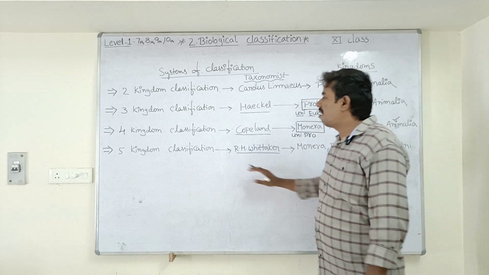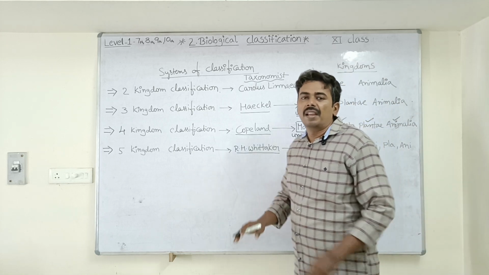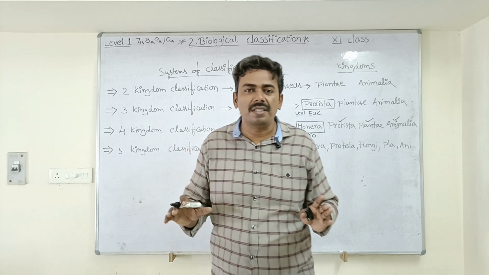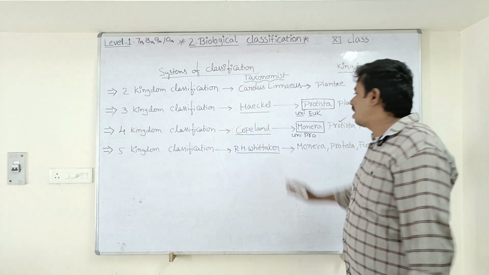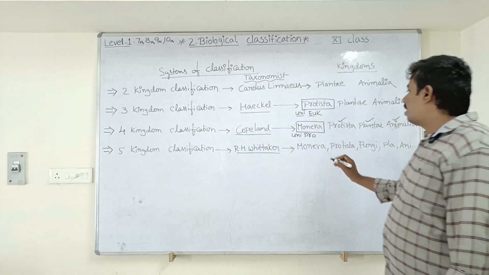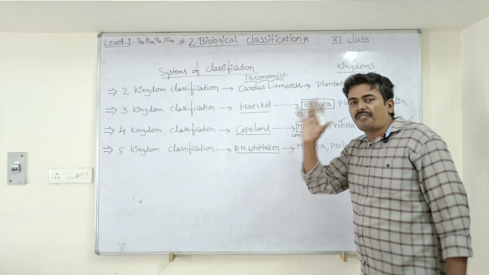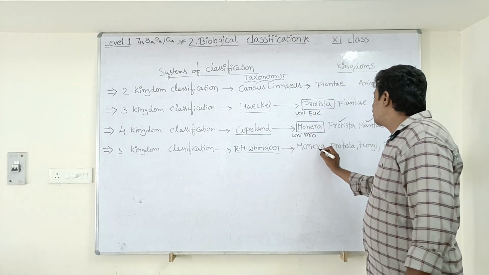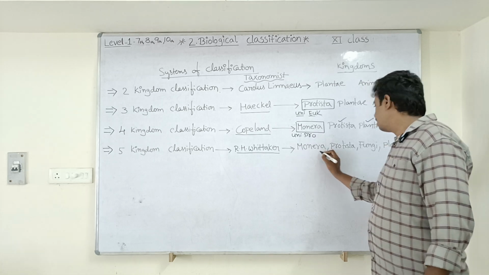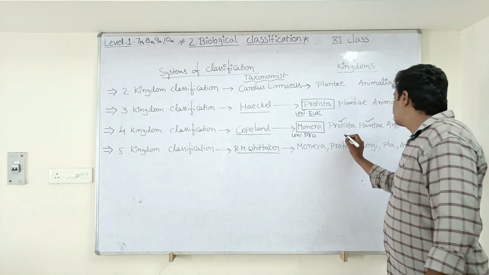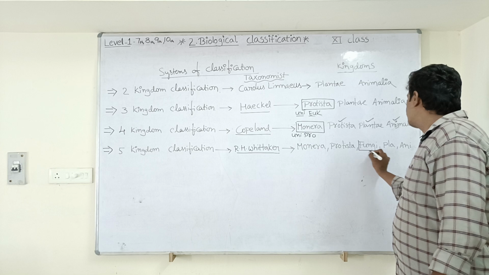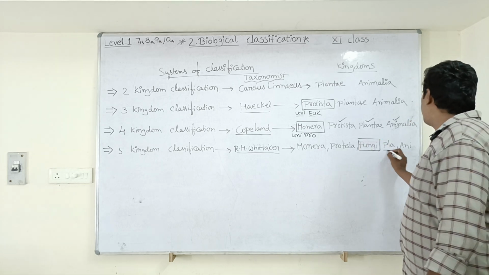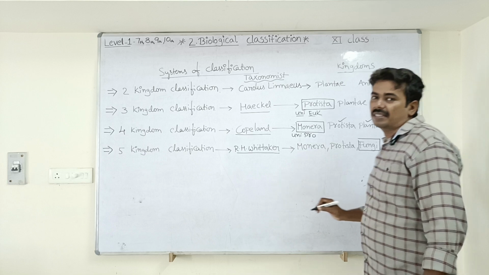Whittaker's classification, called five kingdom classification, is a widely accepted system of classification. In this classification system, the living organisms are classified into a total of five kingdoms: Monera, the pre-existing kingdom, extended as it is; Protista, same as it is; a new kingdom that has been created, called kingdom Fungi; and Plantae and Animalia, as they were.